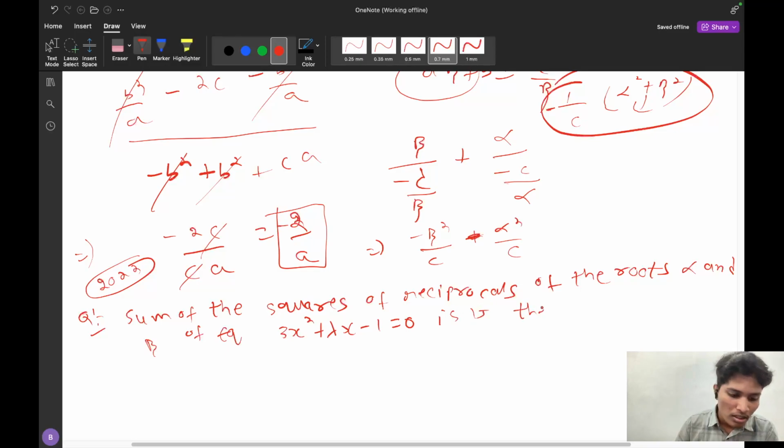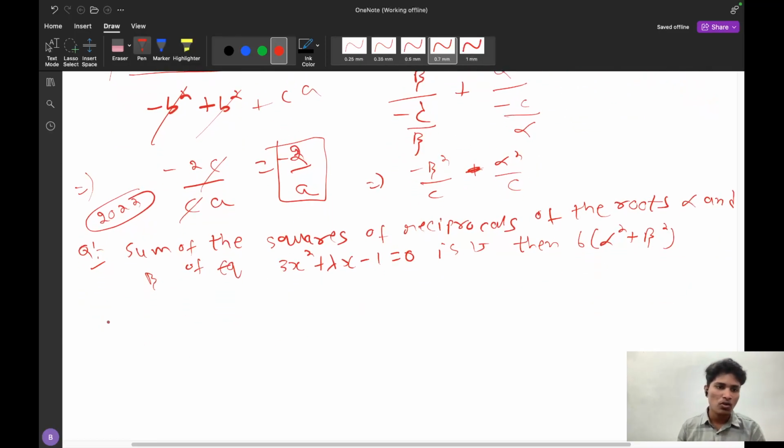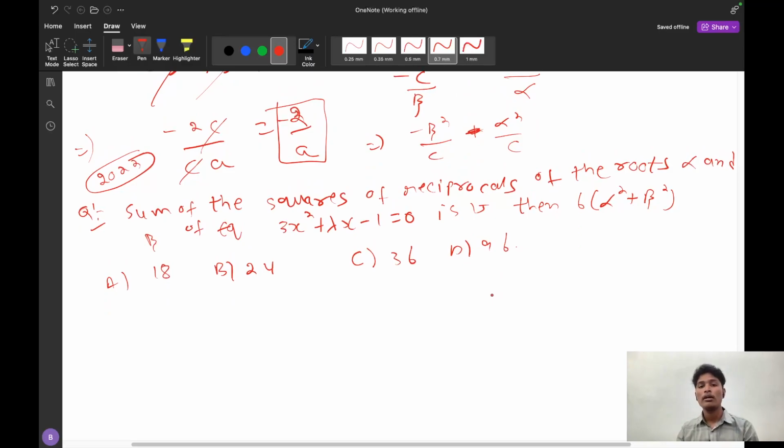Then they are asking 6 into alpha square plus beta square value, and they have given options also. Option A is 18, B is 24, C is 36, and D is 96. Yes, this is the question, and this is a JEE Mains 2022 question, a recent question only.